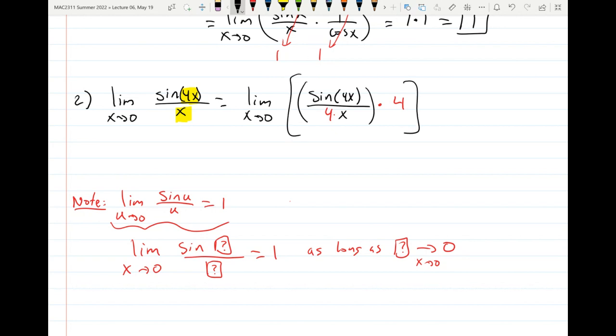In other words, I went ahead and multiplied. Basically what I did was I multiplied top and bottom by 4. Why did I do that? Because I wanted to make sure that whatever I have inside the sine now matches with my denominator. Because if that's the case, we can use our special limit. Okay? So again, limit of the product is the product of the limits, but now this would be 1 times 4. So the answer is 4.